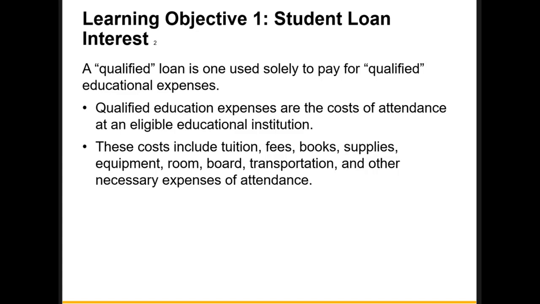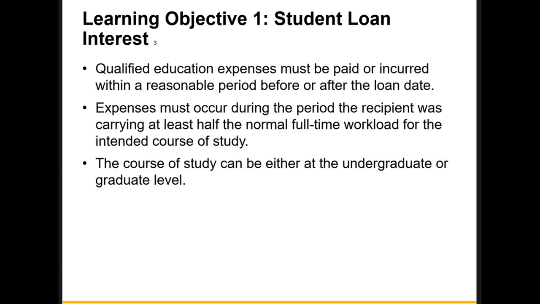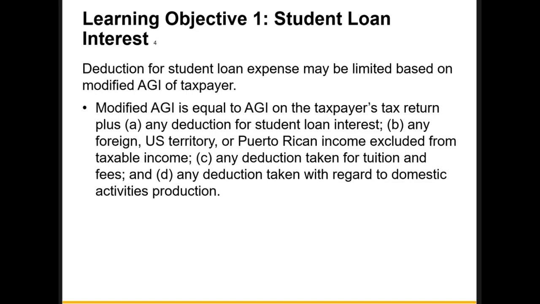And it has to be at an eligible educational institution. Okay, it has to be somewhat related to the loan, and it has to be done while you're going at least half of a full-time workload. So basically the same criteria as for financial aid. It doesn't matter whether it's undergraduate or graduate level, so they haven't differentiated between the level of education like some other education benefits.